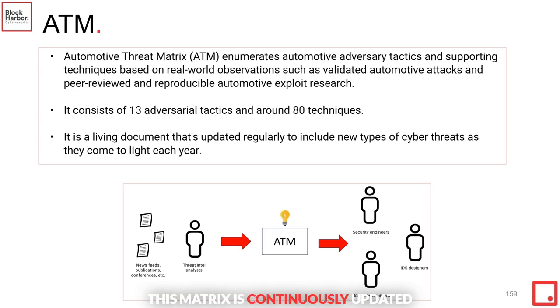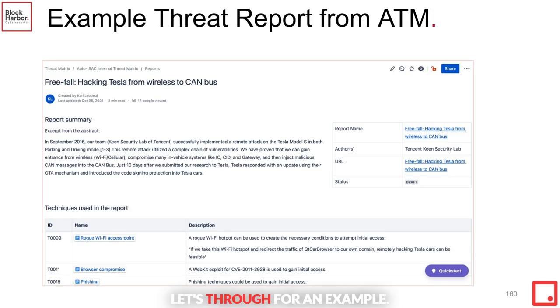This matrix is continuously updated to reflect emerging threats, making it a living document that evolves with the landscape of automotive cybersecurity. For example, new types of attacks targeting vehicle communication protocols or telematics systems are regularly added to the matrix. Let's go for an example. Imagine a scenario where an attacker exploits a vehicle's telematics system to gain remote control.